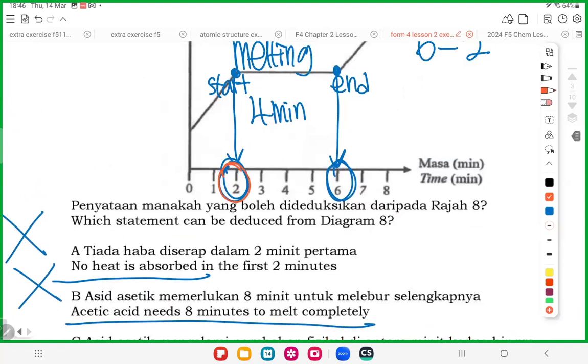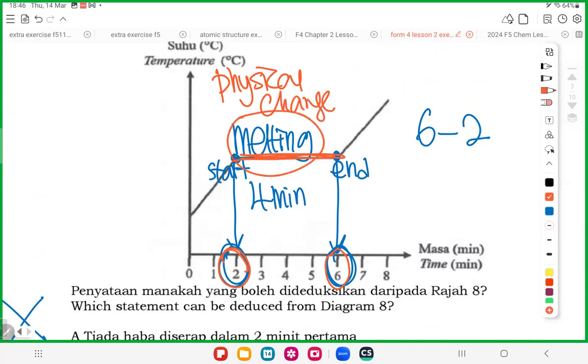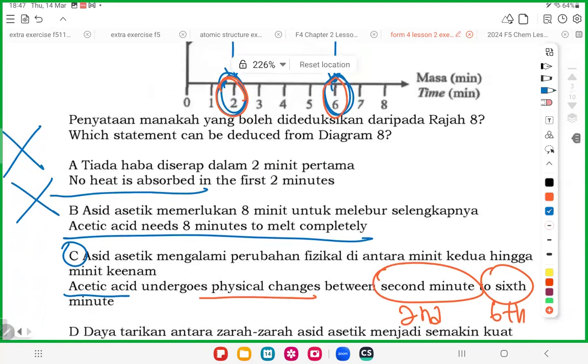So from the 2nd to the 6th minute, they say there is physical change. Melting is a physical change because you change from solid to liquid. So yes, it is a physical change. So the answer is C. Okay, that's how it works.